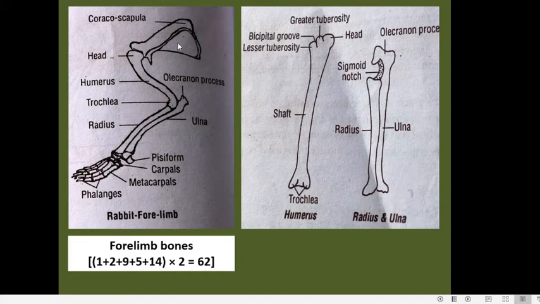Now we will have a detailed discussion on each bone. So we first come to the humerus. This humerus is a stout bone with a middle portion called the shaft, and it has two extremities. So there is a proximal extremity and there is a distal extremity. So this is the proximal or the anterior extremity, and this is the distal extremity.